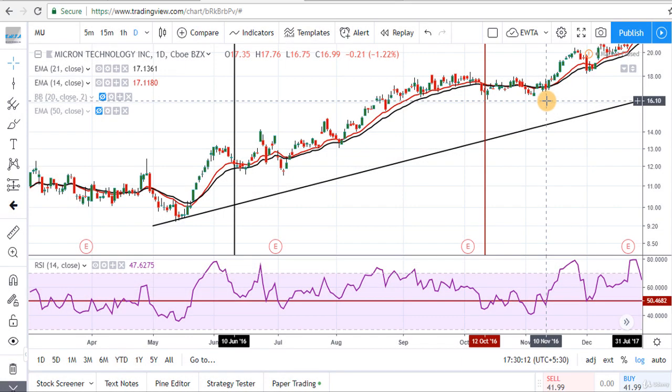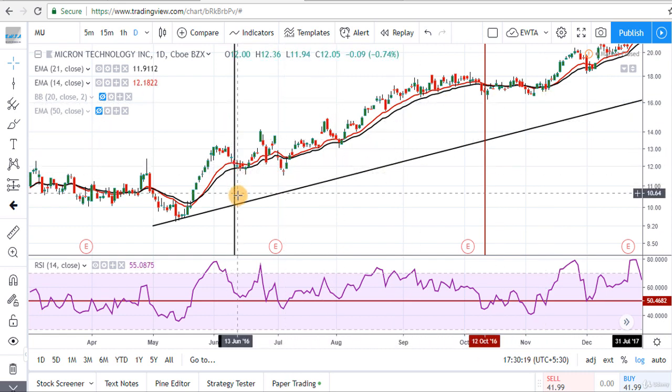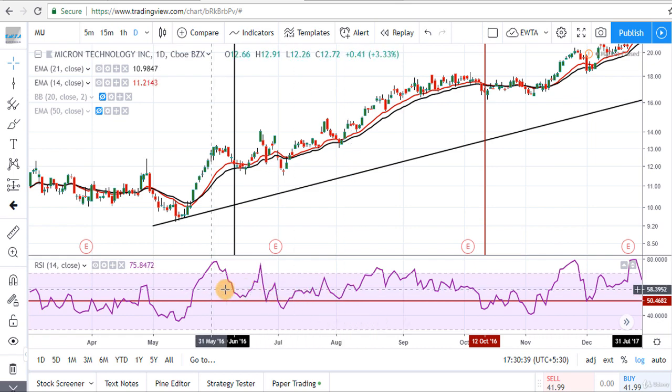So let's continue our previous lecture. Some of my students are confused with this strategy. Suppose this was the point where we got the signal to go long or to buy call options. Here RSI should be above 50 level on daily chart.